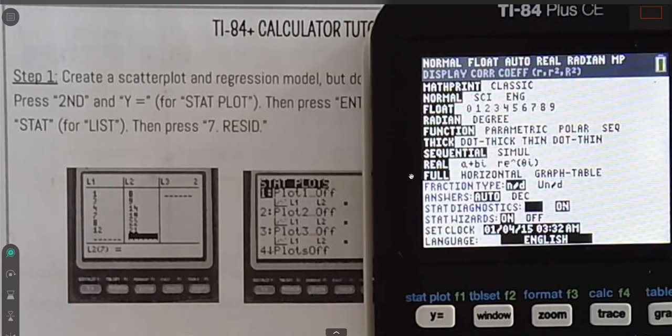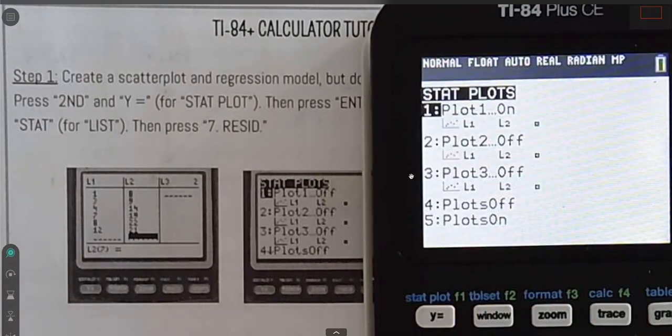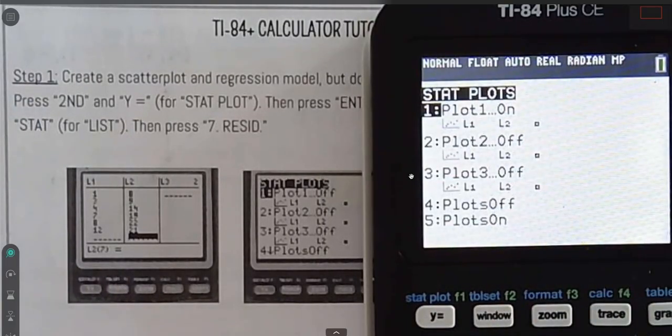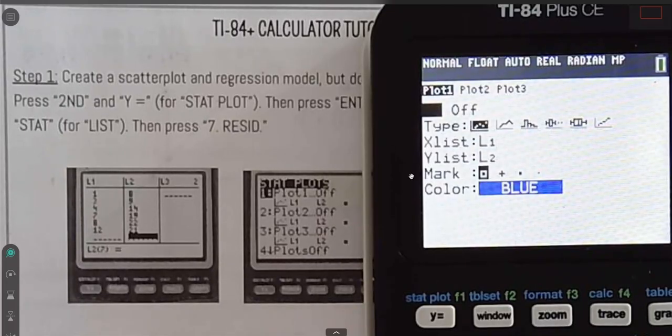Oh, go second, y equals, and then plot 1 should be on. You don't want to turn them all on, just the first one. Then turn 1 on. Just hit enter and then highlight on and hit enter.